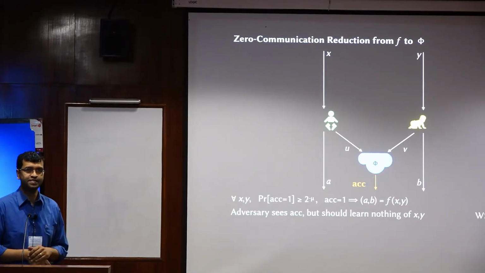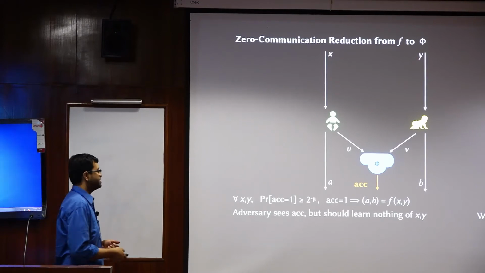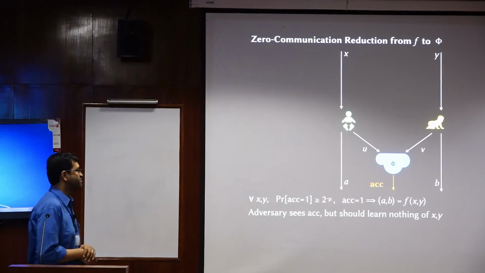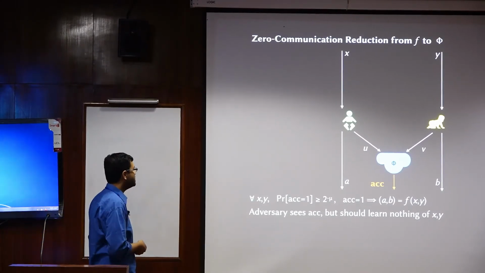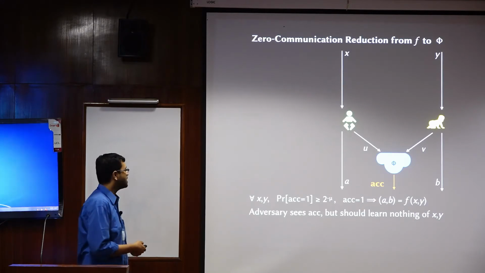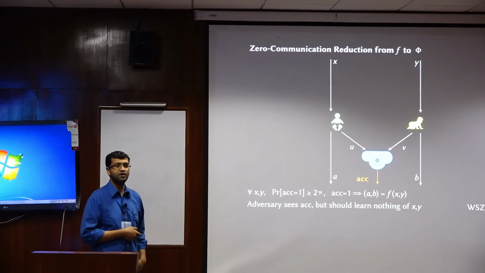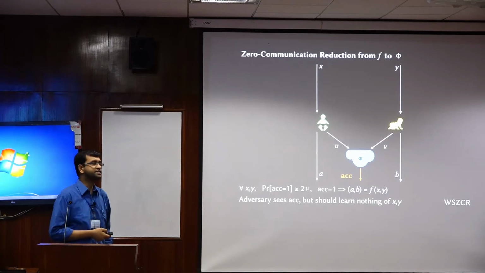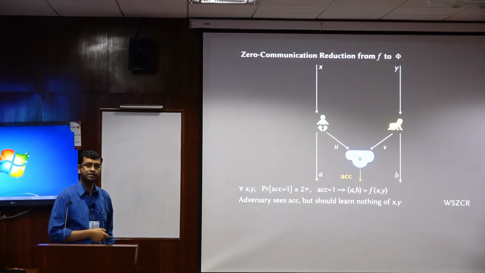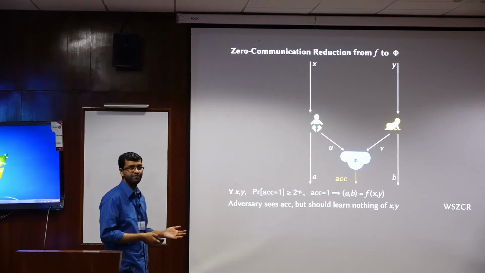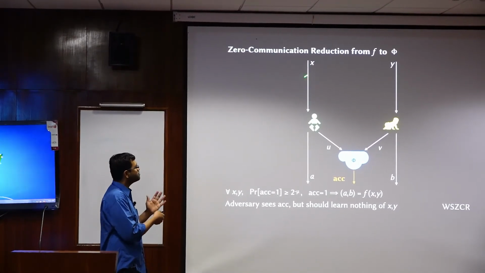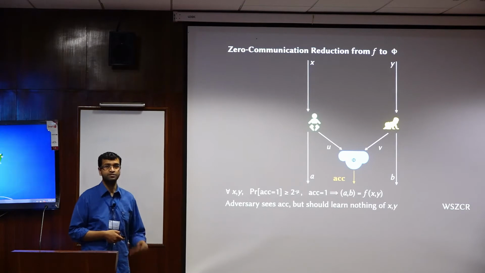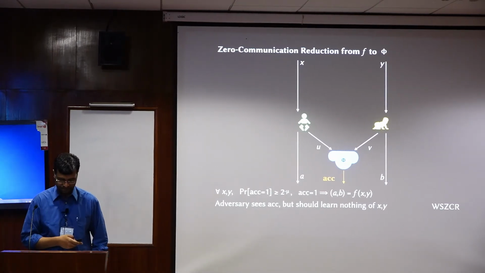But it gets more interesting when you add some security requirement. This stands for weakly secure zero communication reduction. We'll have one more notion of security, but this is a weaker one. This one says, imagine an adversary who sees the answer from this box, whether it's accepted or not, and it should learn nothing about x and y just by looking at this answer. x and y are arbitrary inputs, not uniformly random or anything like that. The adversary should not learn anything more about what x and y is by observing the outcome of the box.